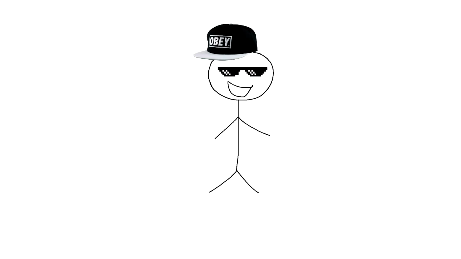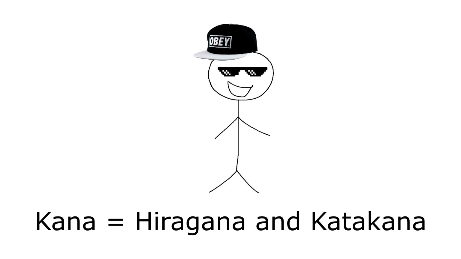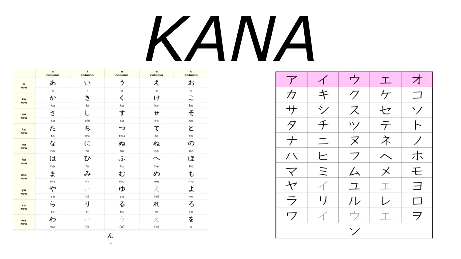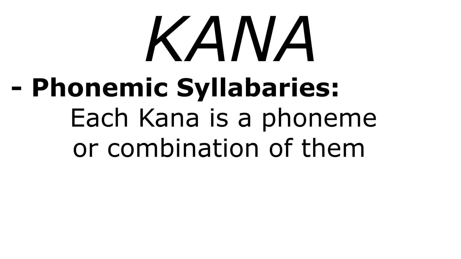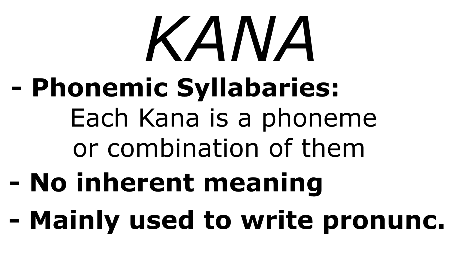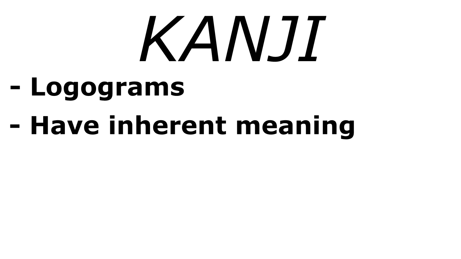The difference between Kana and Kanji is quite simple. Kana are phonemic syllabaries. Each kana in the Gojuuon is equivalent to a phoneme or combination of phonemes. They don't have inherent meaning. They're used mainly to write out pronunciation, but they also possess other grammatical or semantic functions that we'll see later. Kanji are logograms. They carry inherent meaning.